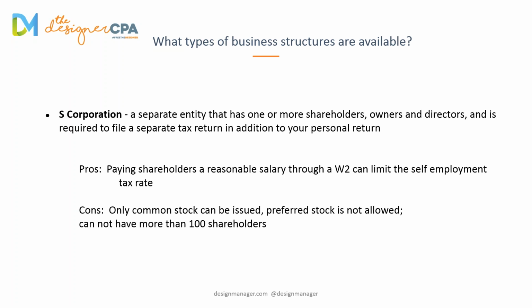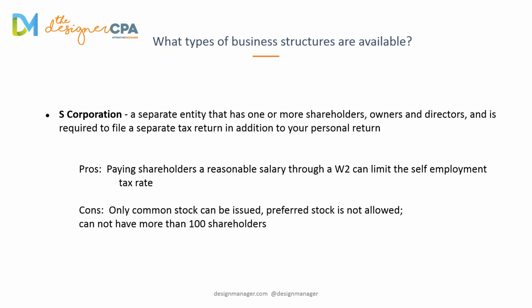So some of the pros of being an S corporation: you're paying your shareholders what's called a reasonable salary through a W-2, and it can limit that self-employment tax rate. So if you've never heard of an S corporation, basically what happens is, whereas the sole proprietorship, you have to pay that self-employment tax on the entire profit amount. We find ways of limiting that self-employment tax.